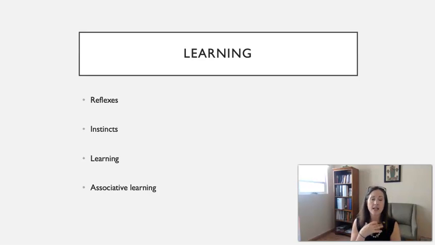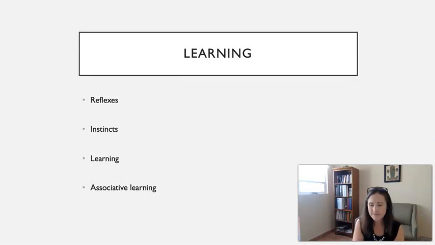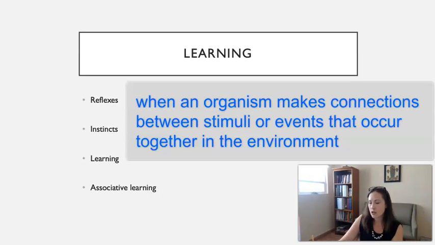Learning is different because it involves change, it involves experience. The official definition for learning is a relatively permanent change in behavior or knowledge that results from experience. And this whole chapter, we are talking about different types of learning. The first type of learning that we're going to talk about, and we're going to talk about it with a few different types of learning, is associative learning. And associative learning is when an organism makes connections between stimuli or events that occur together in the environment.